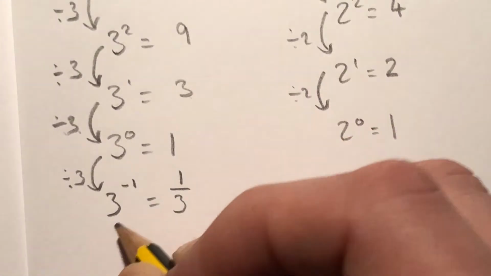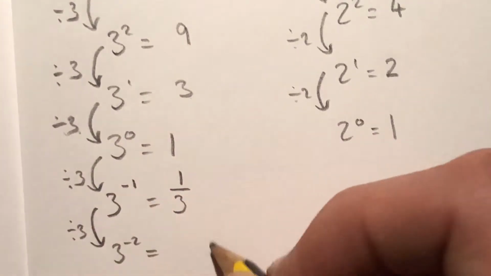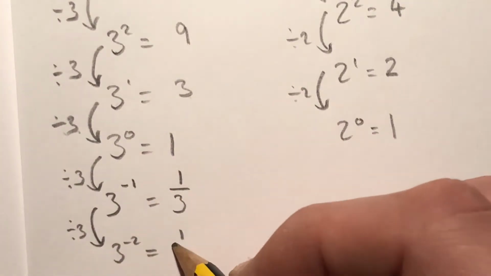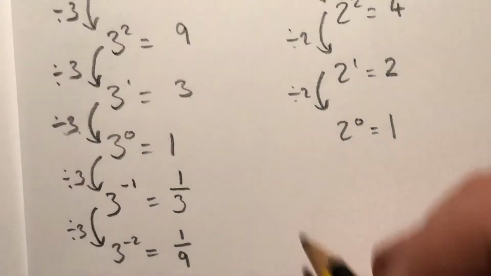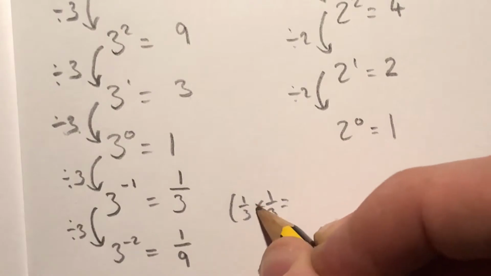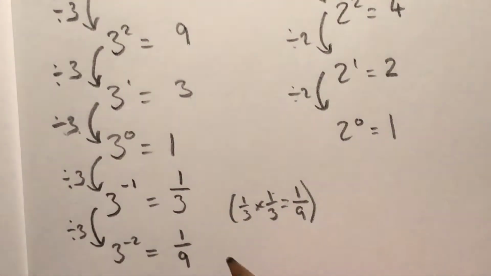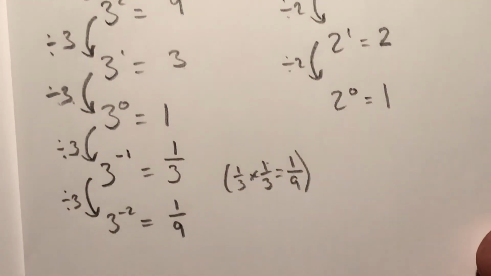Now, if we do that again, let's divide that by 3 again. We've now got 3 to the power of minus 2. A third of a third is 1/9. Because 1 over 3 times 1 over 3: top times top is 1, bottom times bottom is 9. We're learning more about fractions in a different video.